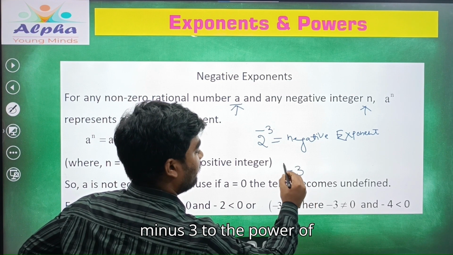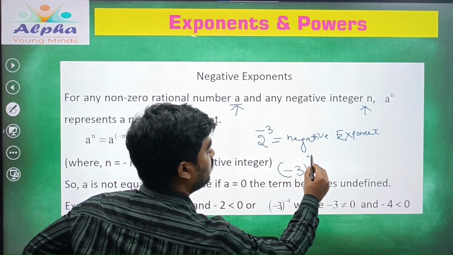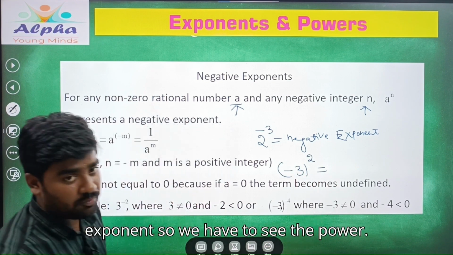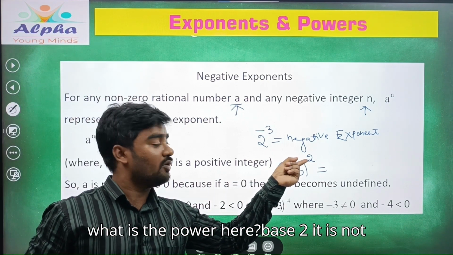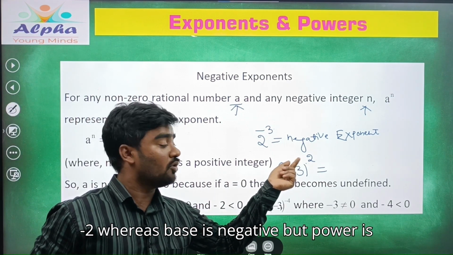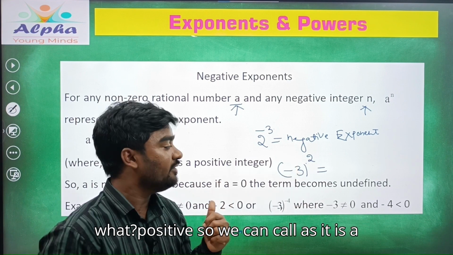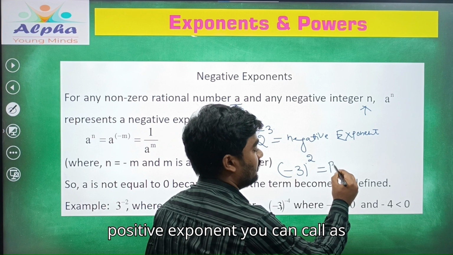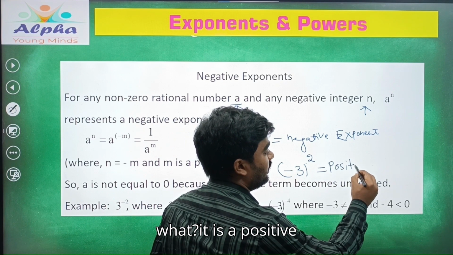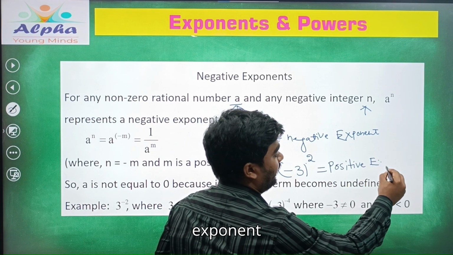Similarly, if I ask you minus 3 to the power of 2, whether it is a positive or negative exponent. We have to see the power. What is the power here? Plus 2, it is not minus 2. Whereas the base is negative, the power is positive. So it is a positive exponent.